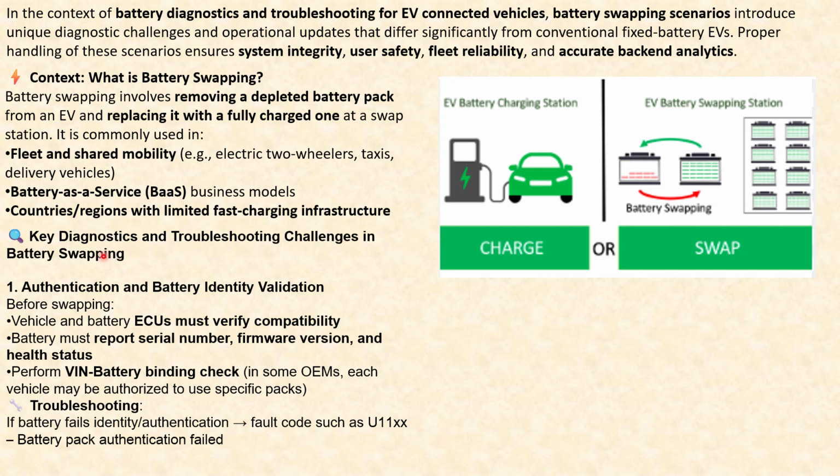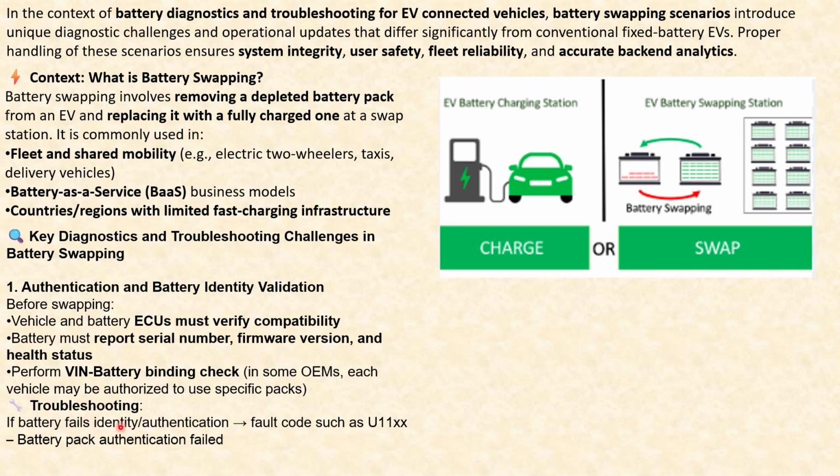All right. So, what are the key troubleshooting challenges when it comes to battery swapping? We will see below. The first is authentication and battery identity validation. Before swapping, the vehicle and battery ECUs must verify compatibility. The battery must report its serial number, firmware version, and health status. So these are all extremely important to have proper standardization. Now verifying the VIN, vehicle identification number, and battery binding check in some OEMs, each vehicle may be authorized to use specific packs.